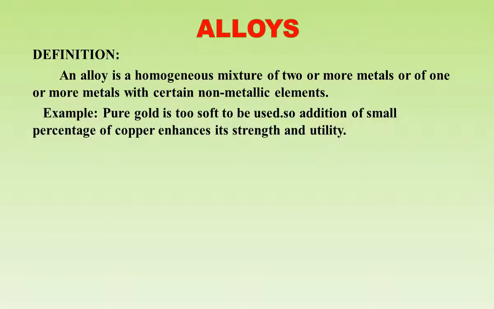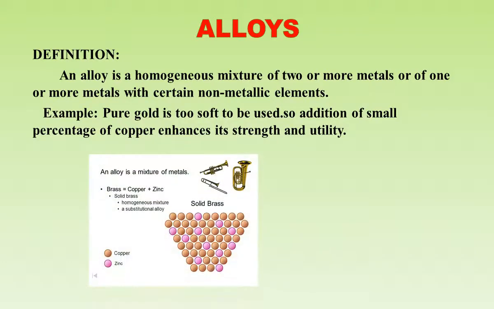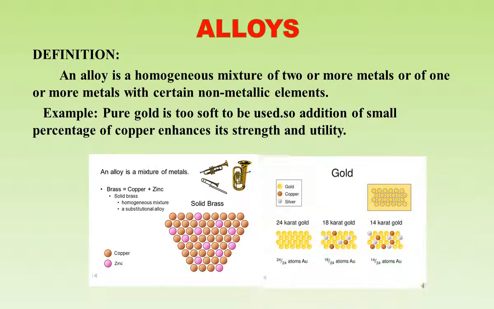Example, pure gold is too soft. We do not use pure gold directly to make jewels or other ornaments. So what we do is add one more metal like copper to enhance the strength and utility of pure gold. That is an example of alloys. An alloy is a mixture of metals. Brass is a mixture of copper and zinc.